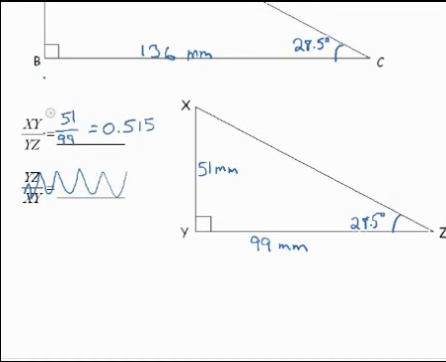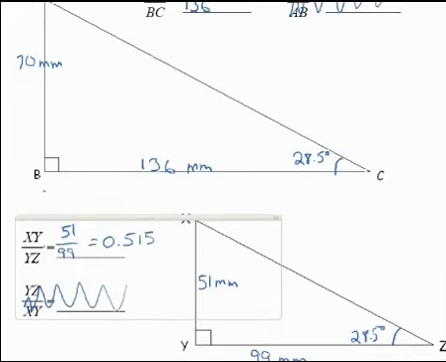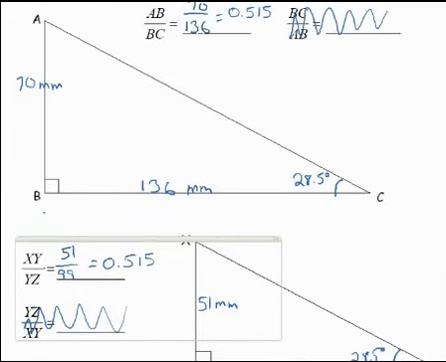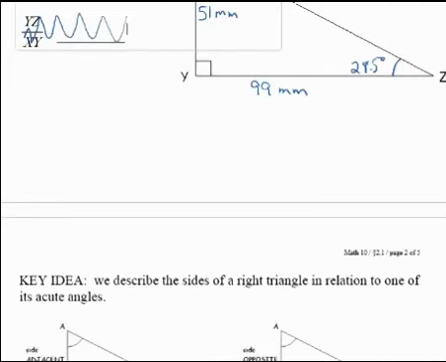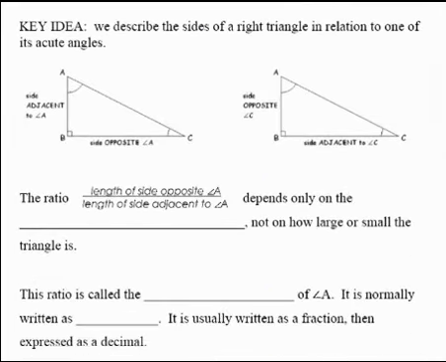So what I want you to see is that for any two triangles that have the same measure of their angle, the ratio of that one side to the other side is the same. So we're going to write that down on the next page. We're going to go to the next page. We're going to skip that.